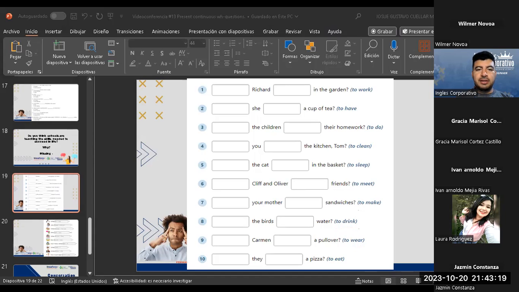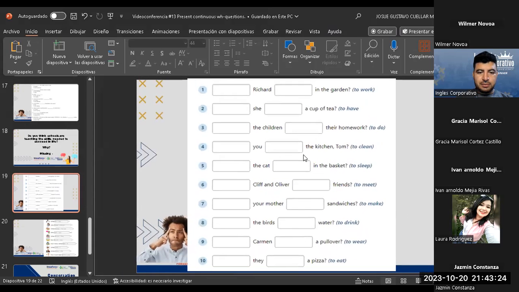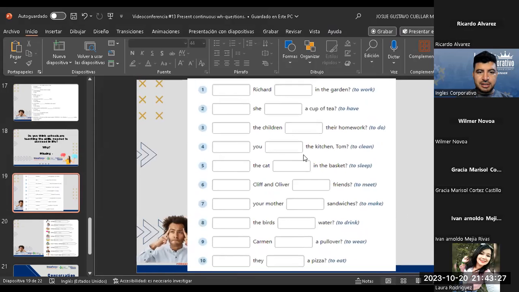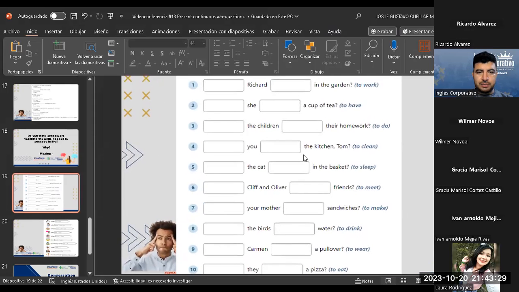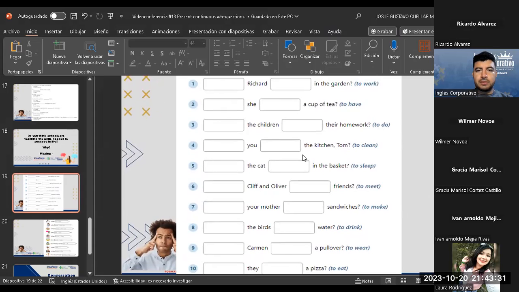Okay, my friends, I will need your participation for this activity. Here we have 10 sentences. Ricardo, what number? Number one is my sentence. Yes, it's yours, Richard. Okay, tell me. Is Richard working in the garden? Thank you. Yeah, thank you very much. What about the others? Any other person? It's kind of easy. Recuerden, el verbo to be al inicio.